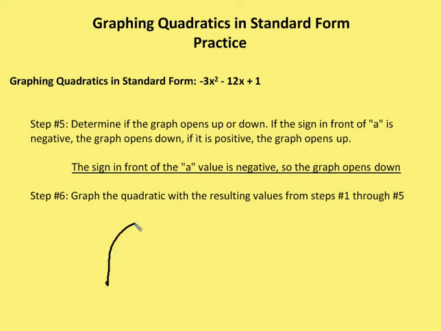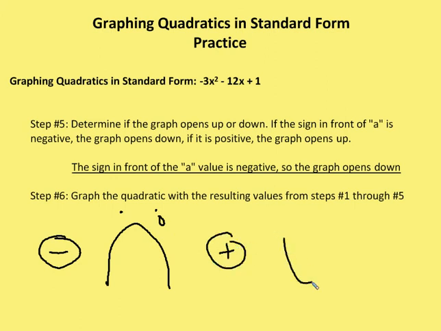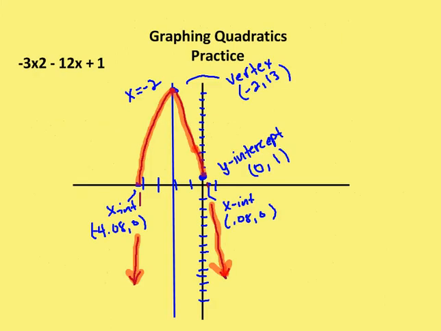So it's going to look something like this, right? Unhappy parabola. And if it opens up, or if it's positive, it opens up, it's going to be a happy parabola. All right, so we know that the a value in terms of this particular quadratic that we've listed is negative, so it's going to face down. And then we're just going to go ahead and finish graphing the quadratic. We have everything that we need.